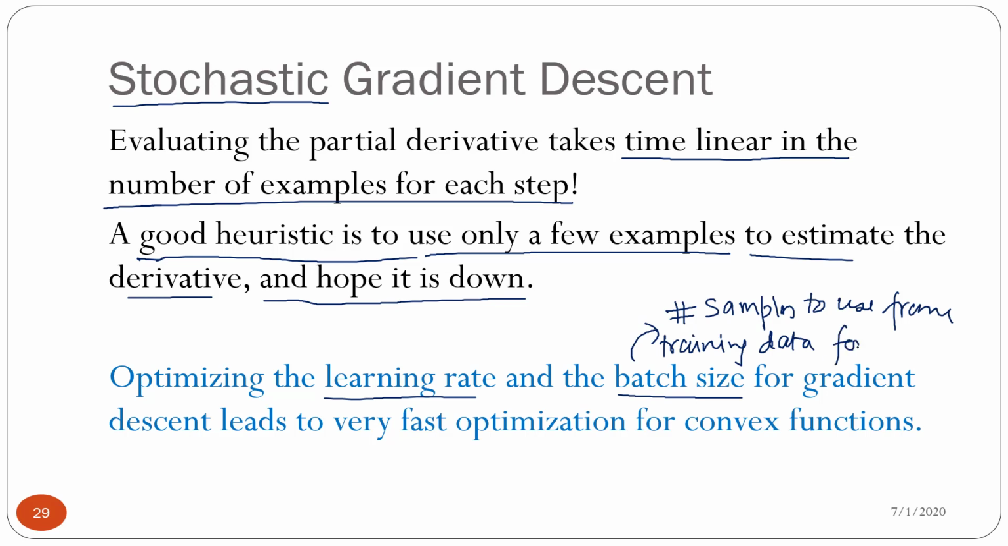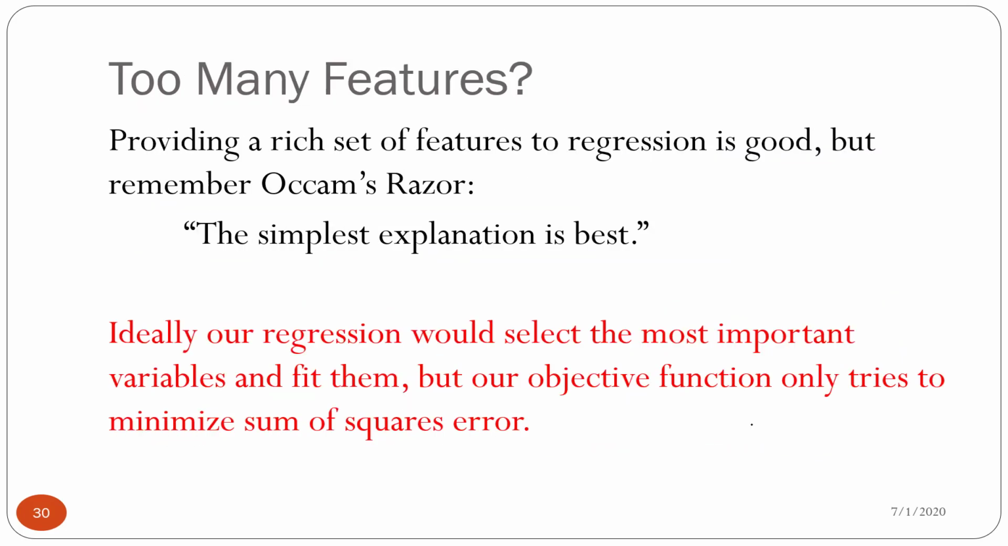Okay, for J. So if you could properly pick the learning rate, which is alpha, and you properly pick the batch size for gradient descent, then it will lead to a faster optimization if you have the convex function. Okay, good. So now there's another interesting thing.